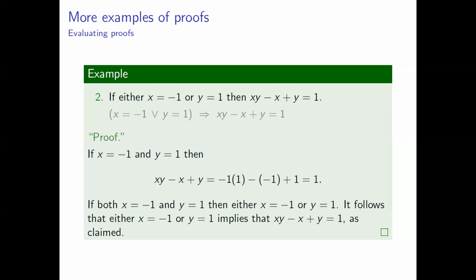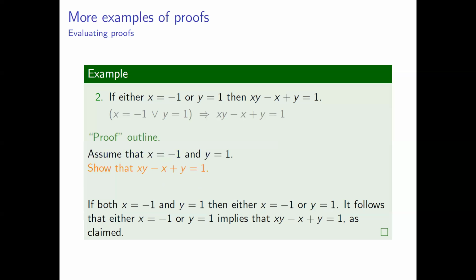The claim is a conditional sentence whose antecedent is the disjunction either x equals minus 1 or y equals 1, and whose consequent is the statement xy minus x plus y equals 1. The first paragraph starts by assuming that x equals minus 1 and y equals 1, and ends with a statement that xy minus x plus y equals 1.